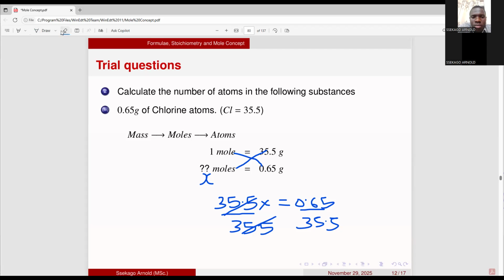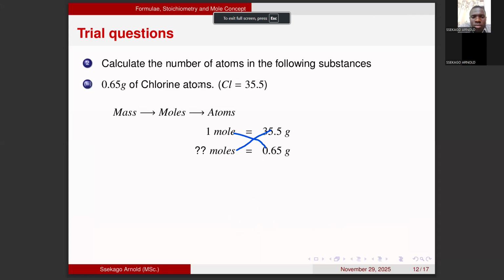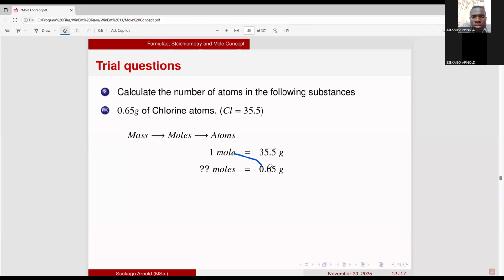Allow me to erase this. After removing it, let me also remove this cross multiplication. So heading back to our item.